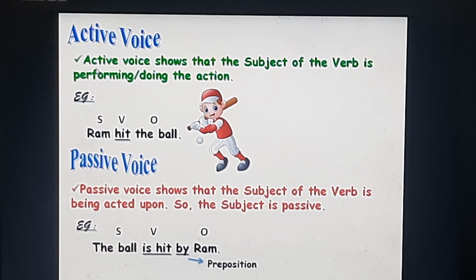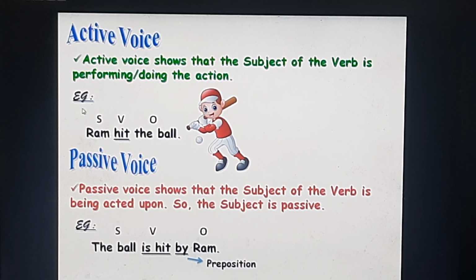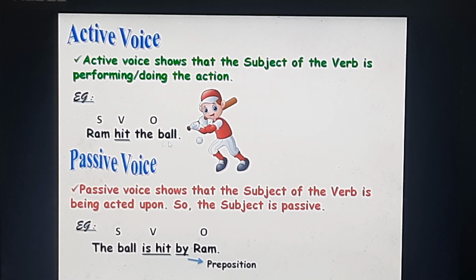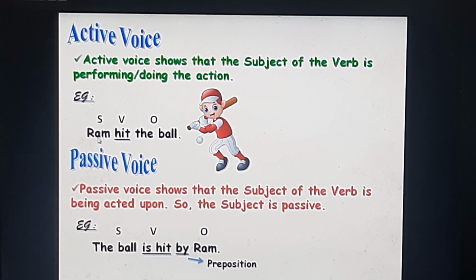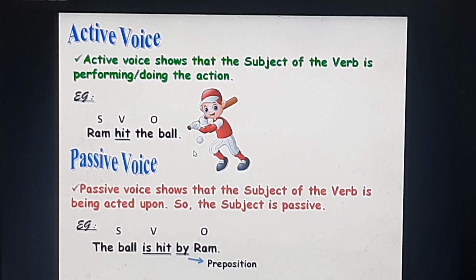Now, what is active voice? Active voice shows that the subject of the verb is performing or doing the action. Example, Ram hit the ball. Ram is the subject, hit is verb, hit what? The ball is your object. Now, who is doing the action? The subject Ram is doing the action of hitting the ball. Therefore, we say the verb hit is in the active voice.